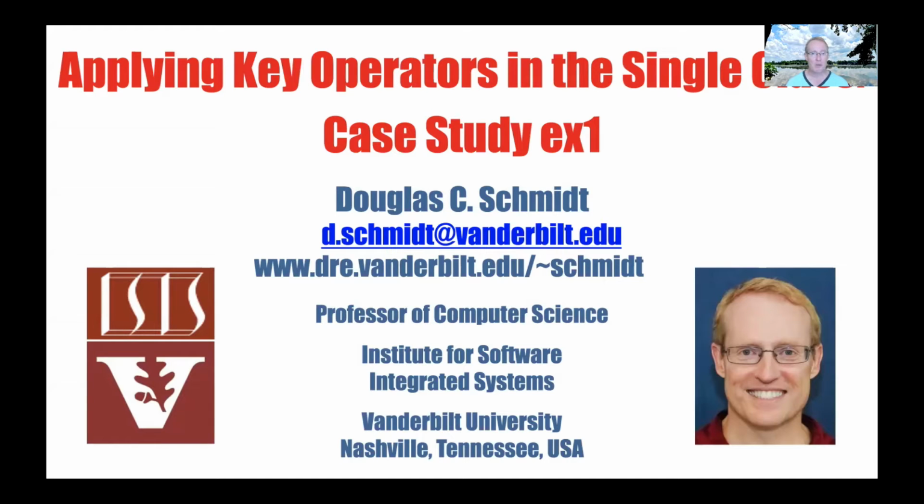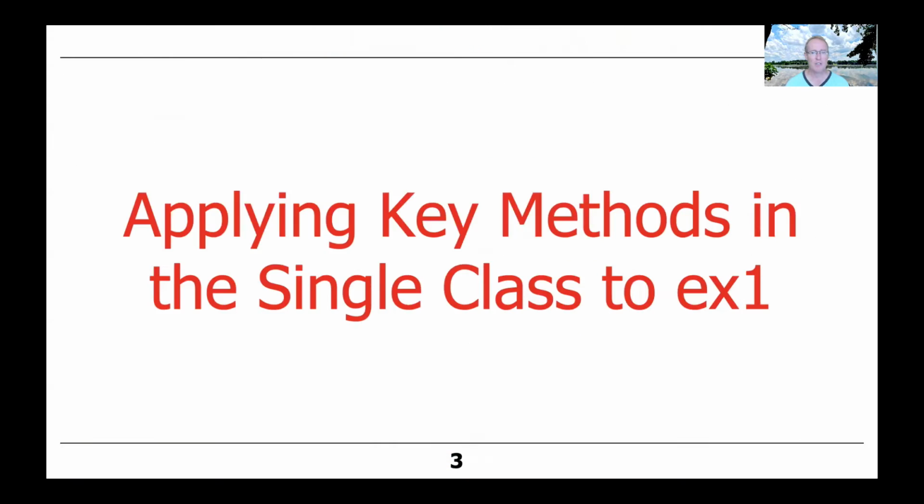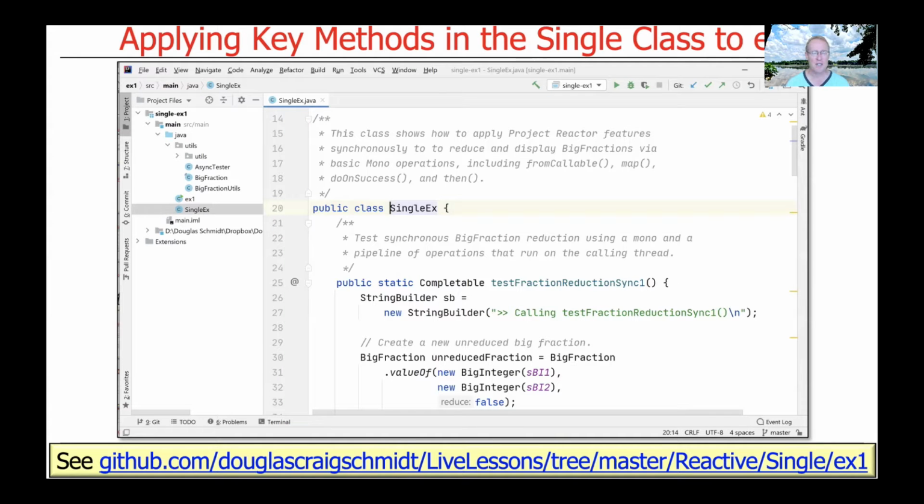Now that we've explored some of the basic operators defined in RxJava's Single class, it's time to see how those operators can be applied in the context of case study ex1. This case study examines the use of the Single just, fromCallable, map, doOnSuccess, and ignoreElement operators. You can find the source code for this case study in the link at the bottom of this slide.